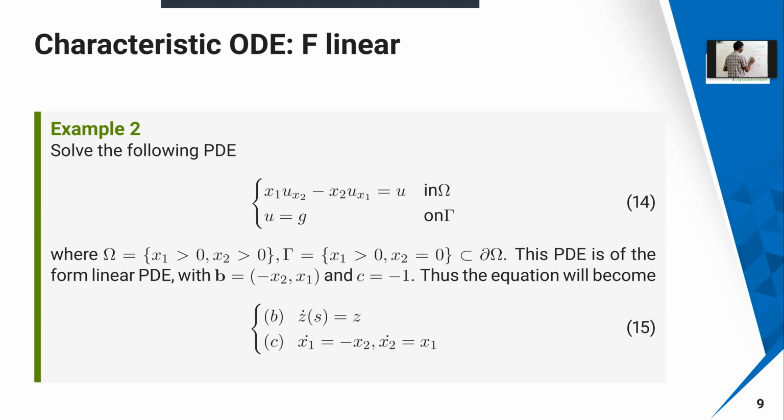In this case, I have an equation x1 u_x2, or I can just write x1 u_y minus y u_x; both are the same, equal to u in omega, and u equal to g on gamma. Where omega is given as follows: omega is nothing but x greater than 0, y greater than 0, and gamma is given as x greater than 0, y equal to 0.